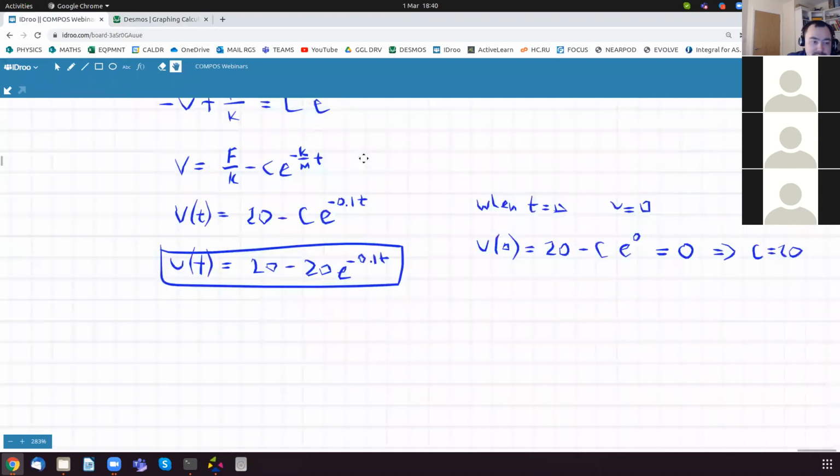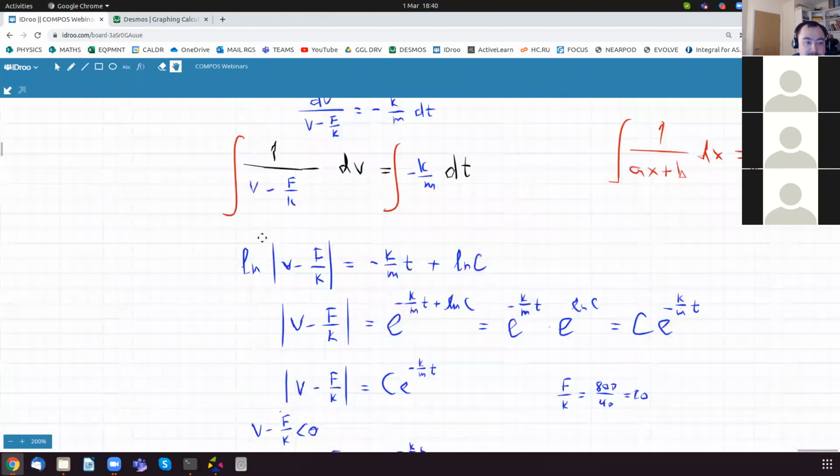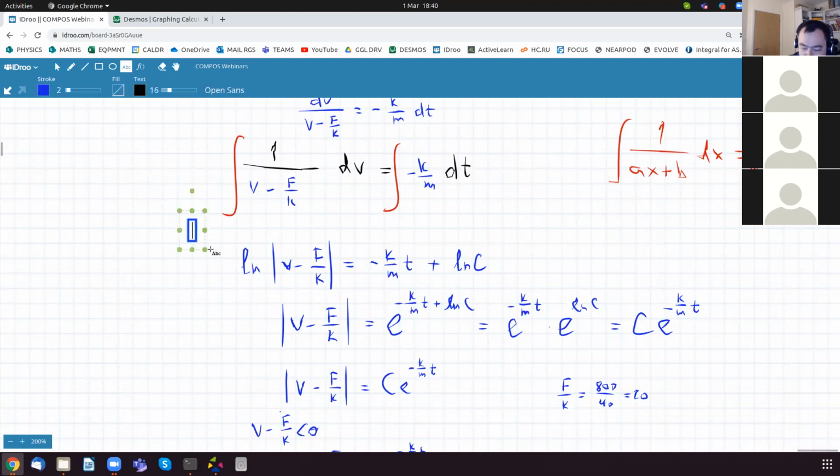Usually, it is written in a slightly different fashion. V of t is equal to 20 times (1 minus e to the power minus 0.1t). Okay. This is using the indefinite integral. Using indefinite integral. So integral with no limits.